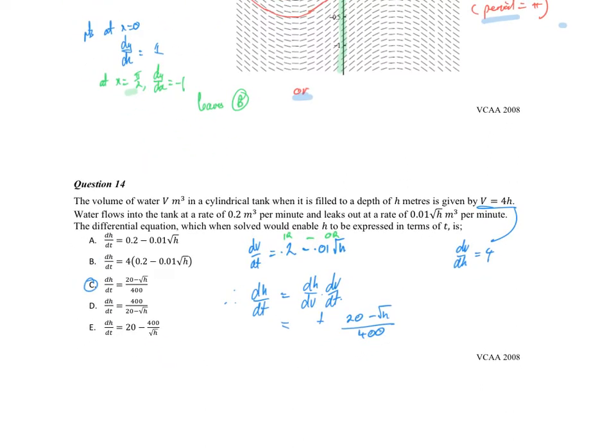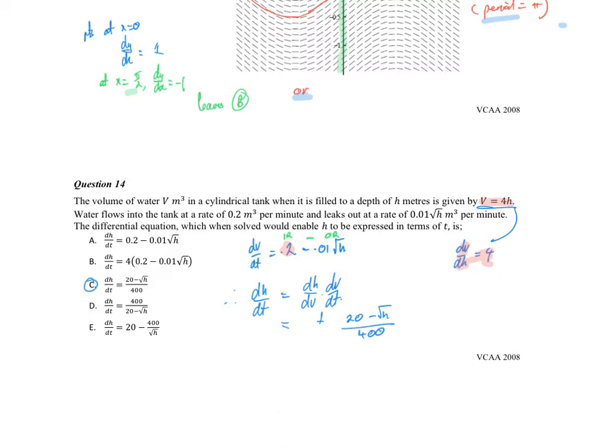Question 14, we've got another rate. What have we got there? Volume in the tank when filled to a depth of h meters is given by V is equal to 4h. So straight away there, I've noted dV dh must be 4. Water flows into the tank at a rate of 0.2 meters cubed per minute. So meters cubed per minute suggests that it's an input volume. So dV dt, 0.2, and leaks out at a rate of 0.01h meters cubed per minute. Okay, the differential equation which when solved would enable h to be expressed in terms of t.